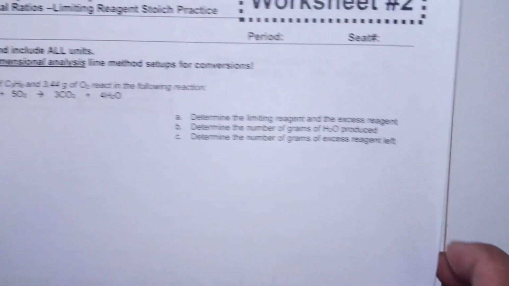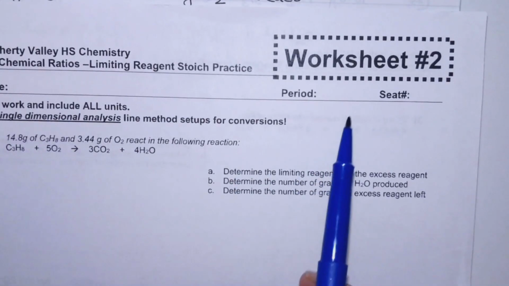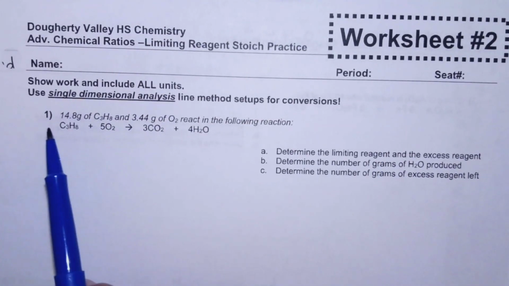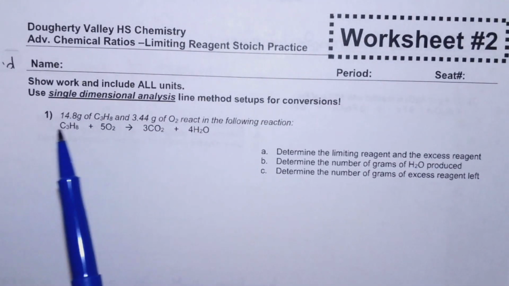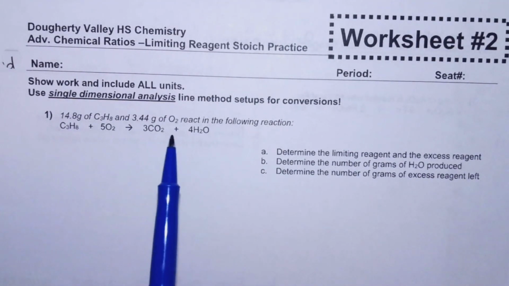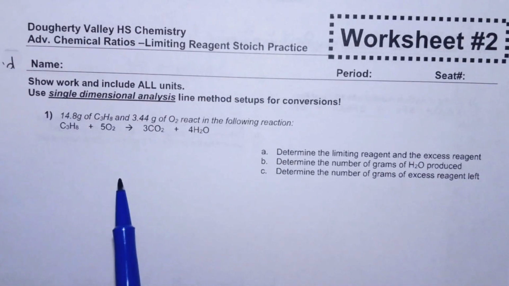So this is our first problem. I have noted that problem down on a paper. So this is worksheet 2, problem number 1, right? So this is already balanced for you. Make sure that before you start the problem, you check whether the given equation is balanced or not. If not, you have to balance this equation. But if it's already balanced, then you can start.